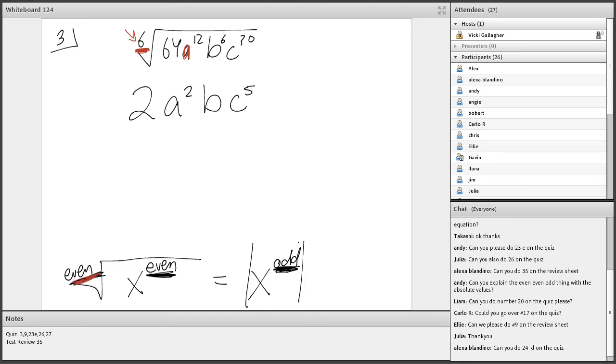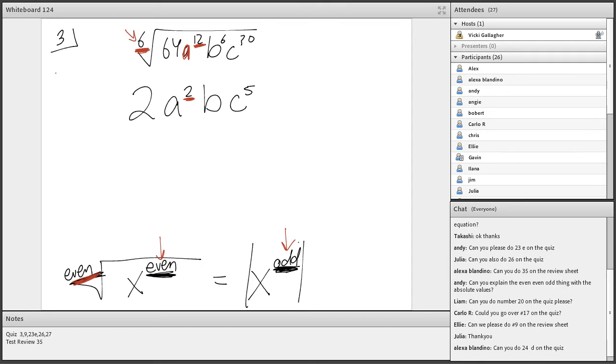Okay? And then when we look at the letter A, it has an exponent of 12. That's also an even number. That's this one right here. And then when we look at the answer for the letter A, it's a 2, which is an even number. Now for the absolute value bars, that would have needed to be an odd. And so the A is even, even, even. So we don't need the bars around the letter A.